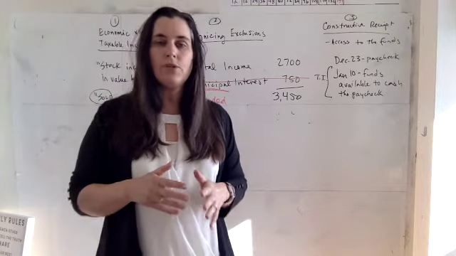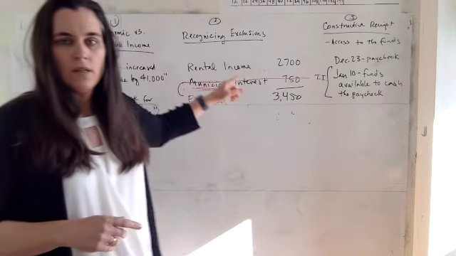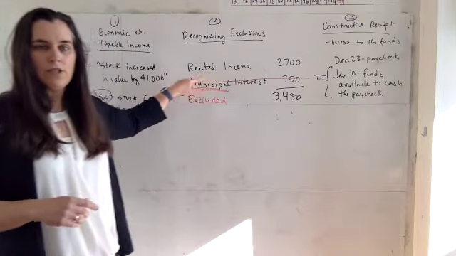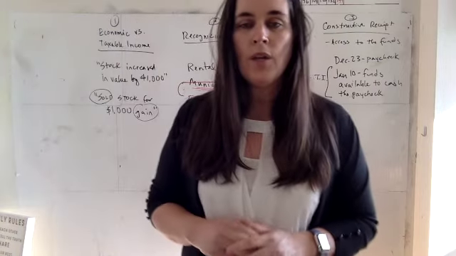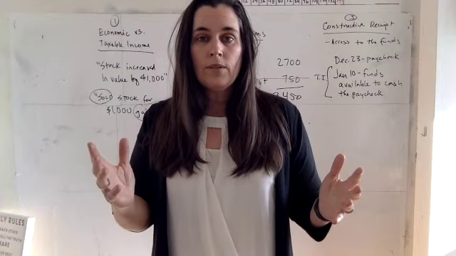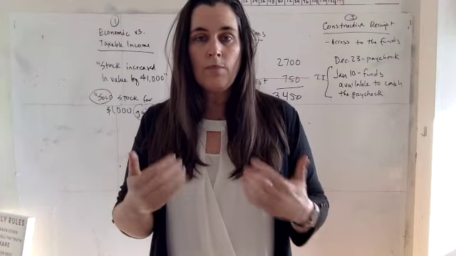So we're going to see examples of this in the homework. Constructive receipt, recognizing different types of income and different types of exclusions, and also economic versus taxable income. There's a lot going on. Take your time with it and keep in touch with questions.